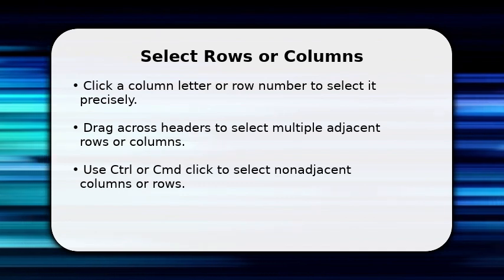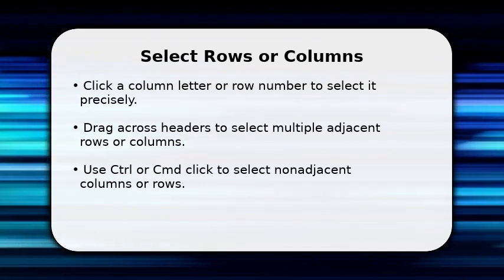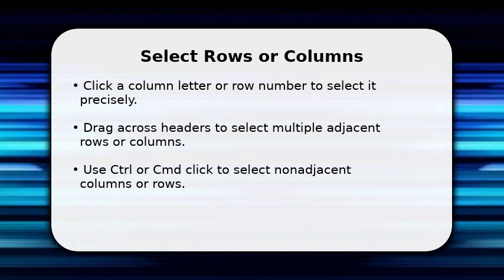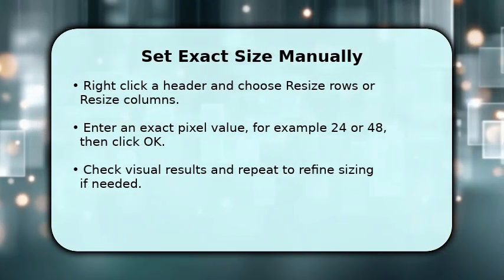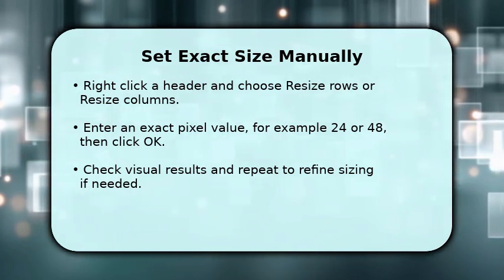If you need the whole sheet adjusted, click the top left corner box to select every cell. Keep selections accurate to avoid changing other data unintentionally. With your rows or columns selected, right-click any header and choose Resize Rows or Resize Columns.